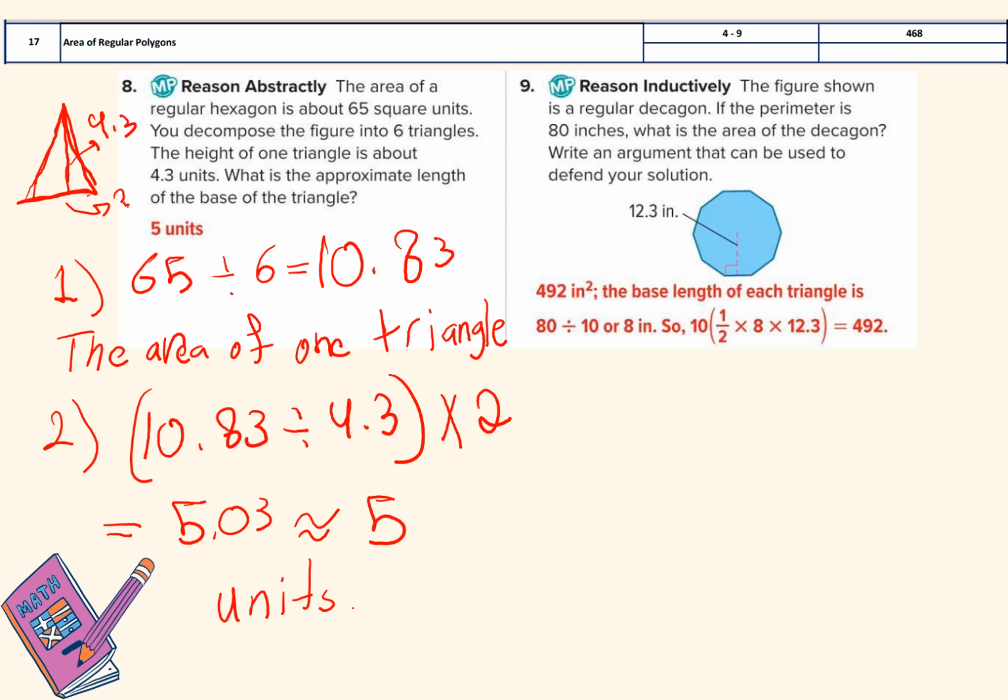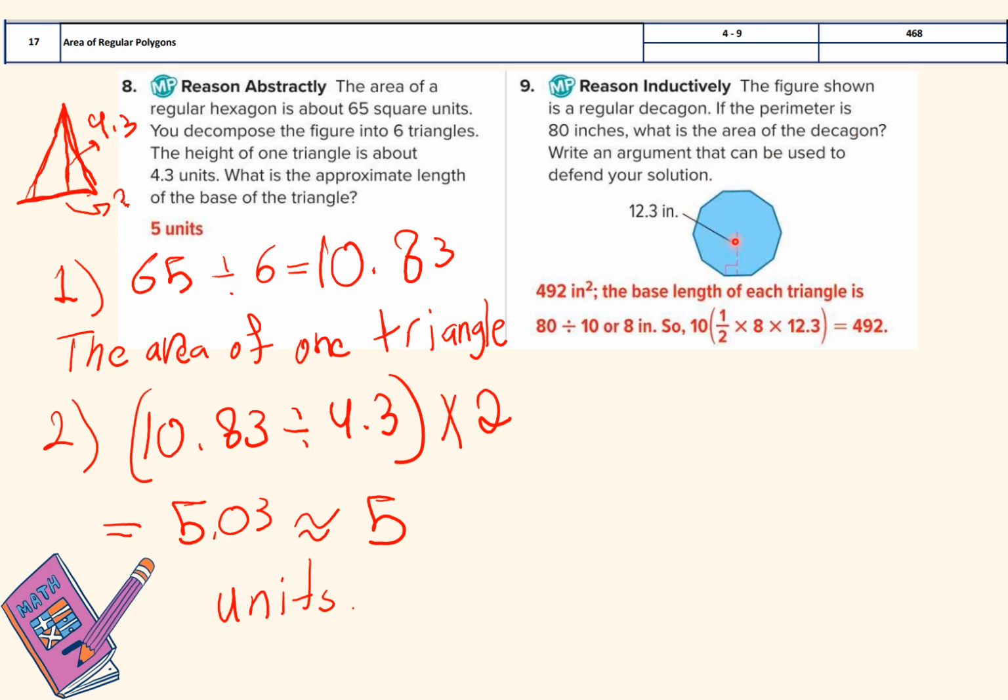Question 9. The figure shown is a regular decagon. Okay, decagon. If the perimeter is 80 inches, what is the area of the decagon? Write an argument that can be used to defend your solution. Well, I'll briefly explain that question.